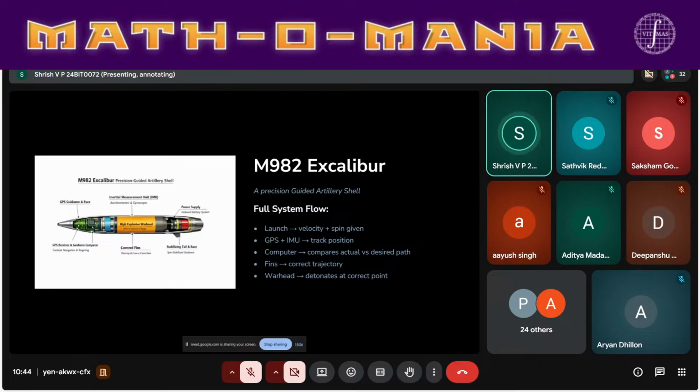So next are the control actuators and canards, which are nothing but the fins we have discussed before. They are small movable fins near the front. They are responsible for trajectory correction. By slightly changing airflow, they generate small forces that adjust the path of the projectile.